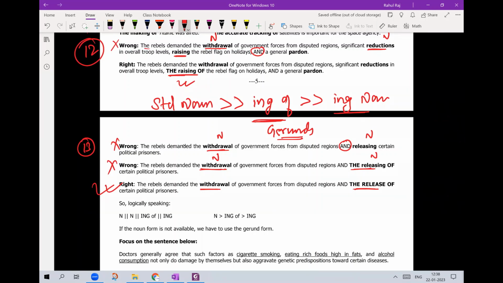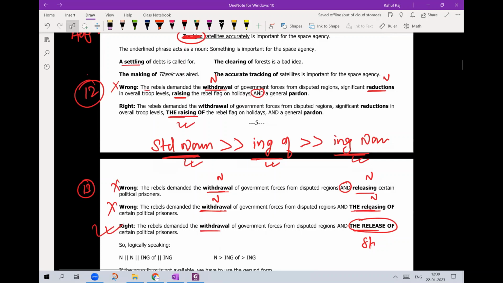But the logic says that if there is a standard noun available, you should always prefer the standard noun. If a standard noun is not available, you should prefer ing of noun. If this is not available, you should prefer ing noun. And our job is not to create the sentence right now. Our job is to just ensure that we are in a position to identify or scan the answer choices properly. Now imagine, in question number 13, release of is the right statement because release of is a standard noun, and that is available. Releasing of and releasing are not standard nouns.